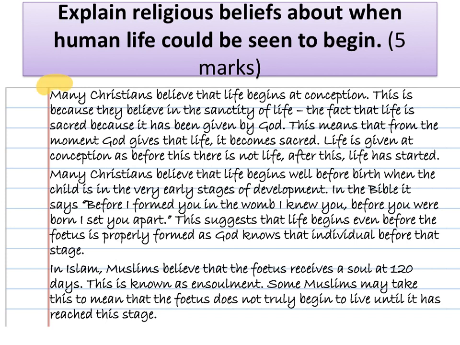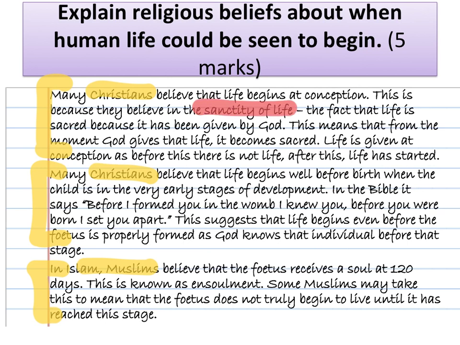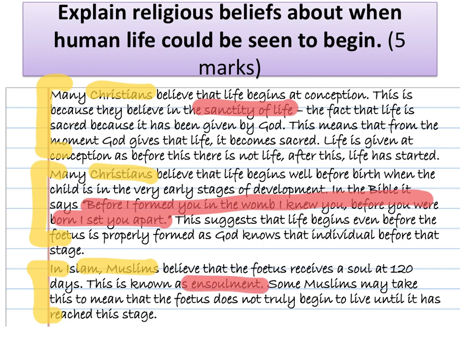Here we can clearly see that we've got 3 different points. Each one starts with the religion related to that point. That's really important to give the examiner a clue as to what you're talking about. Next, we've got a teaching in each one of the points. The first is the sanctity of life. The next is this quotation from the Bible, "Before I formed you in the womb, I knew you. Before you were born, I set you apart." And the final one is this idea of ensoulment.